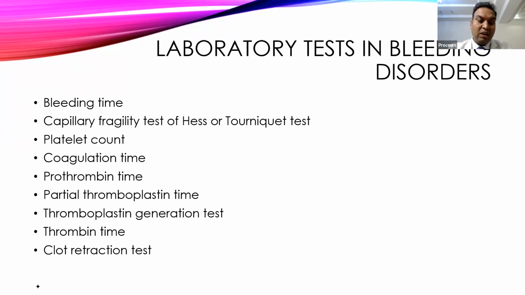Then platelet count, coagulation time, prothrombin time, partial thromboplastin time, thromboplastin generation time, thrombin time, and clot retraction test. All these tests give you an idea about whether the coagulation mechanism is working normally or not.